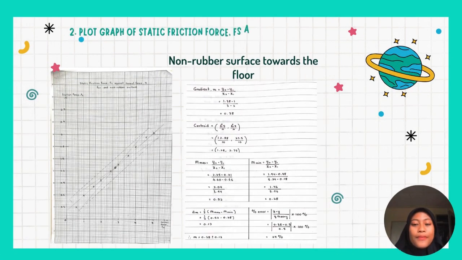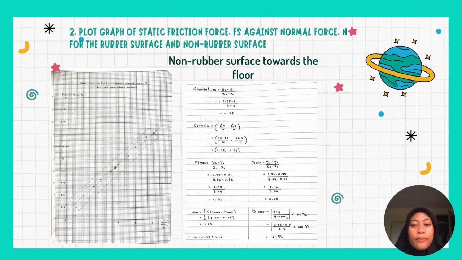Next, we move on to the graph of static friction force against normal force for the non-rubber surface. Same as the rubber surface, firstly, we can determine the gradient by using the formula m equal to y2 minus y1 over x2 minus x1, and we get the gradient is m equal to 0.83. Then we have to find the central coordinate to get m maximum and m minimum. We use the formula total y over n and total x over n, and we can get the central coordinate at the y-axis is 1.28 and at the x-axis is 2.75.